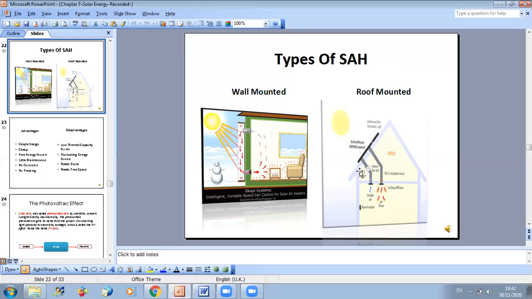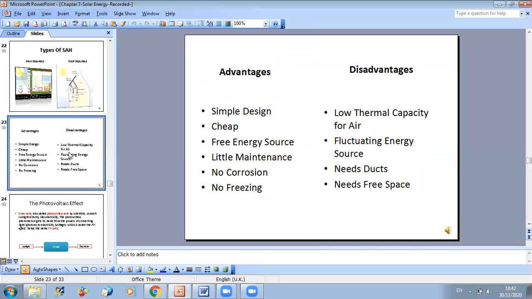It can also be roof mounted, so you should put it in a location where it can absorb solar energy. It can be at the roof, it can be on a facade exposed to the sun, etc. Now, the advantages of such a system are that it's simple in design, it's cheap, it's a free energy source, it requires little maintenance, and since air is circulating, you don't have water, so you get rid of the two main disadvantages of water, which are corrosion and freezing.